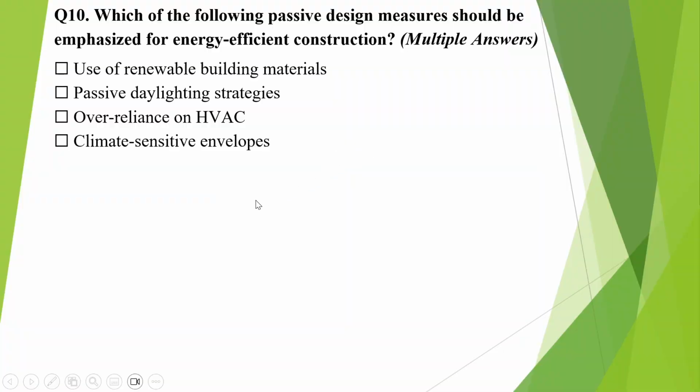That is use of renewable building material, passive daylight strategies and climate sensitive envelopes. These three options are correct and these strategies together will be helping you to achieve lower operational and embodied carbon. All of you are correct, whoever have answered, and for others who were not able to answer this question, I would like to tell you that A, B, D is the correct answer for this question number 10.